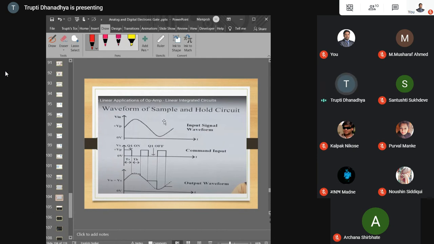The waveform for the sample and hold circuit is like that. We are giving the input, and there is a Vout. Of course, the common input is only for the MOSFET, which consists of Ts and Th. Ts stands for the sampling time, and Th stands for the holding time. Then the total time is Ts plus Th. Okay, so like this we have to get the output.